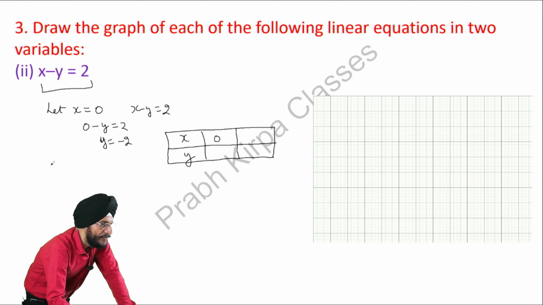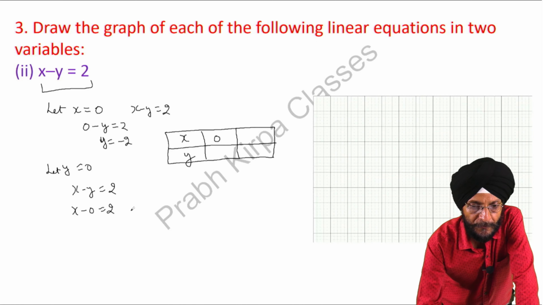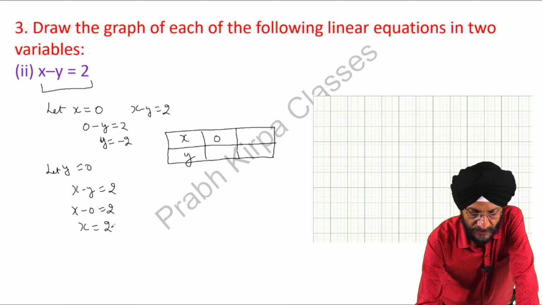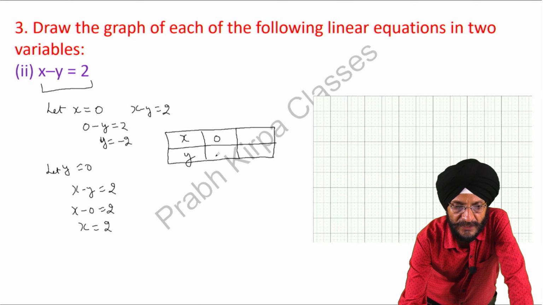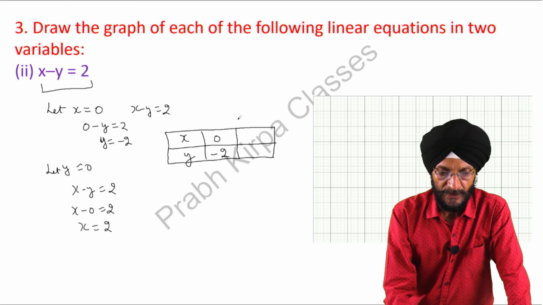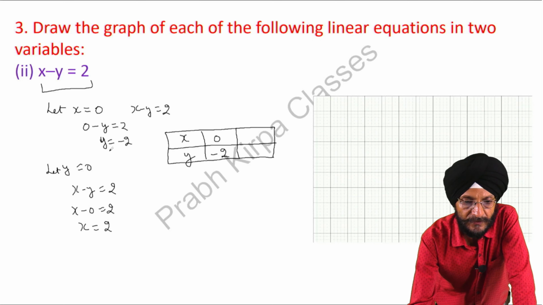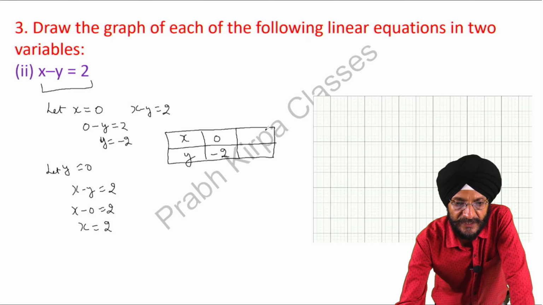Then let y is equal to 0. What will happen? X minus y is equal to 2. X minus 0 is equal to 2. The value of x is 2. So now what is the value of y? It is -2. Then what is the value of x here? In the second case, it is 2. Value of y is 0.